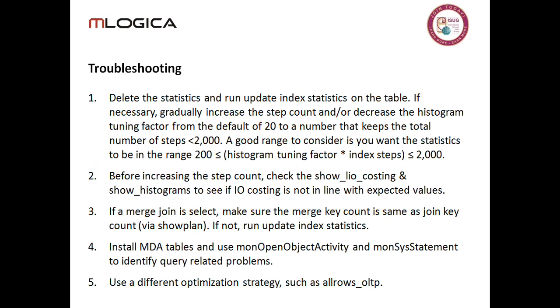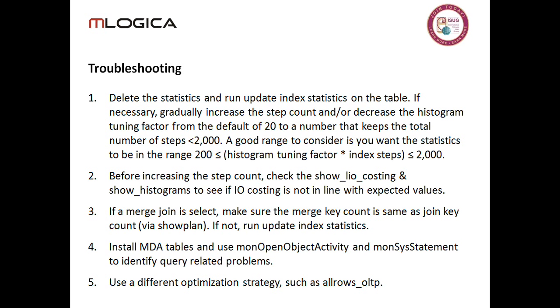So, some potential troubleshooting tasks. Folks will forget to do things like delete statistics or update index statistics. I recommend update index statistics above update all statistics. Go ahead and use a decent fill factor, a decent sampling factor when you're doing that. If you have a limited amount of time, a 30% sampling rate is probably more than adequate.